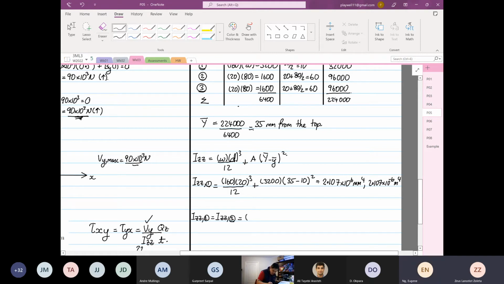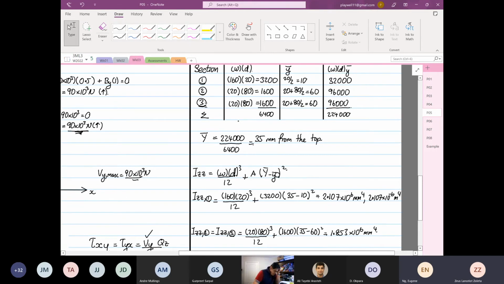So width is 20, depth is 80, cubed over 12, plus the cross-sectional area, 1600, multiplied by (35 minus 60) squared. So 20 times 80 to the power 3 divided by 12 plus 1600 times (35 minus 60) squared is equal to 1.853 times 10 to the power 6 millimeter 4. So you can see a general pattern by just looking at the table, and I will do that now.